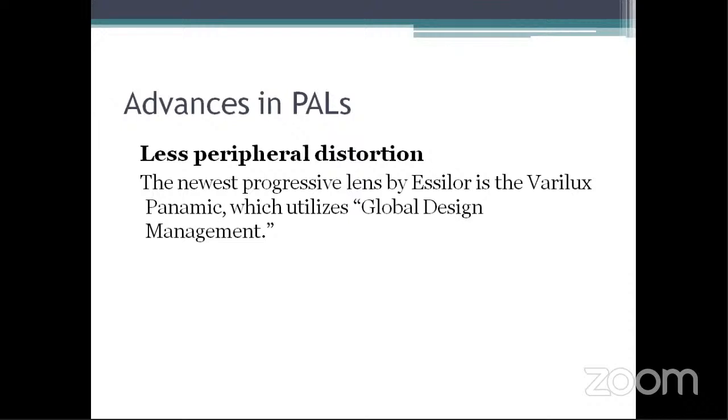Now we move on to some recent advancements in PALs. So the newest progressive lens by Essilor is the Varilux Panamic, which utilizes global design management. So these kind of lenses try to cut off the peripheral distortion so that the field of view increases and there is less disturbance when the patient is looking around through the sights. So these kind of lenses are the newest progressive lenses from Essilor.